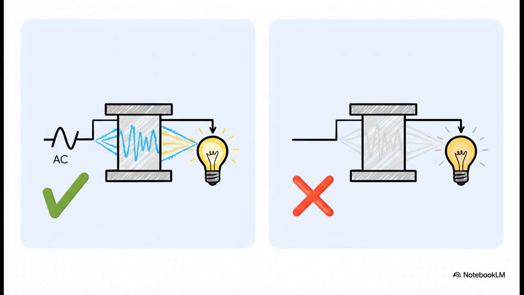And this illustrates a really critical point. Transformers are fundamentally AC devices. If you try to hook one up to a direct current supply, you'll get a static magnetic field. And with no change in flux, there can be no induced voltage. It just won't work. It's the constantly alternating nature of AC that is absolutely essential for the entire process.